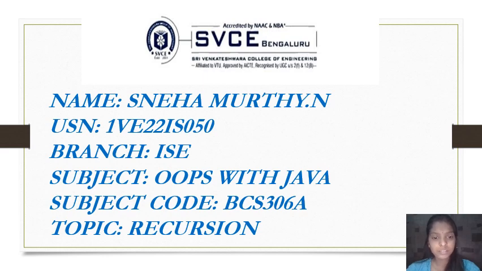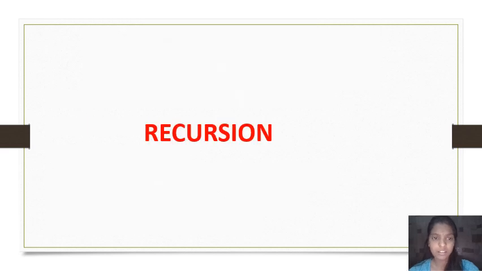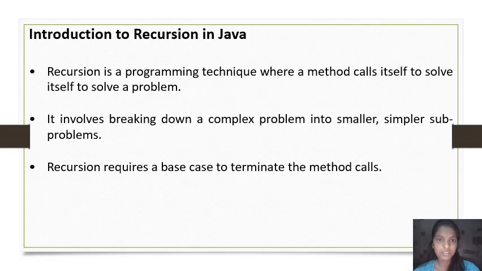Today we are going to discuss a topic called recursion in Java. First is the introduction to recursion in Java. Recursion is a programming technique where a method calls itself to solve a problem. It involves breaking down a complex problem into smaller or simpler subproblems. Recursion requires a base case to terminate the method calls. This is the introduction to recursion in Java.